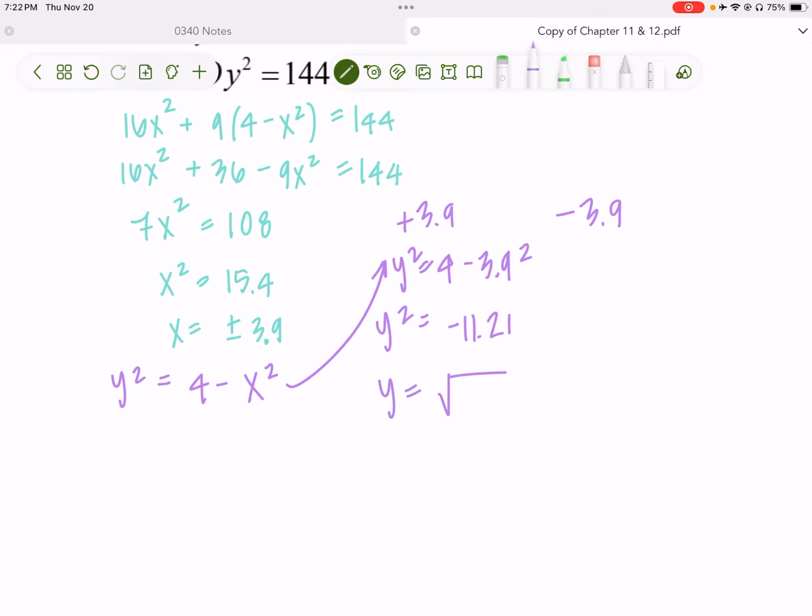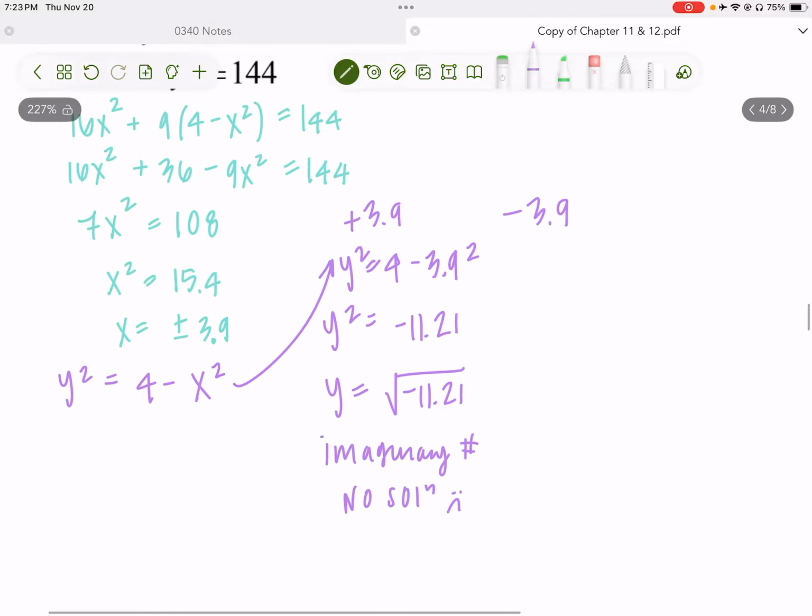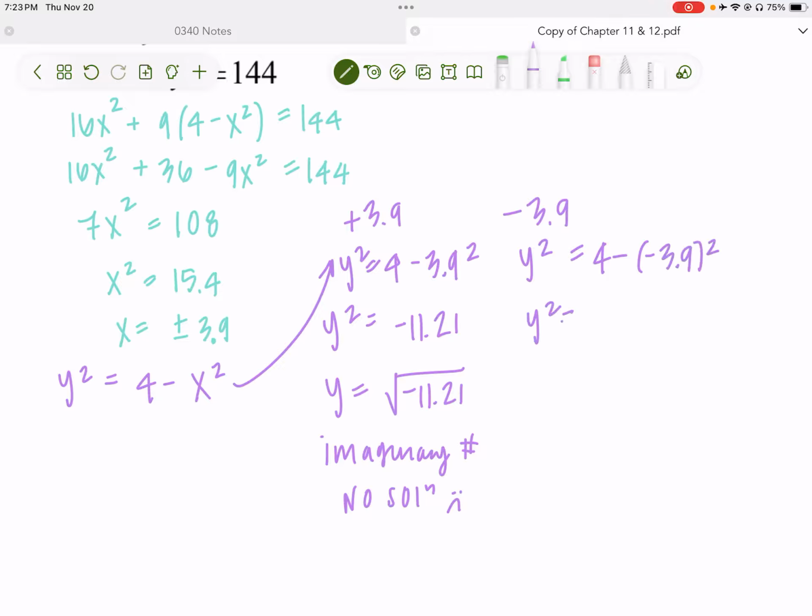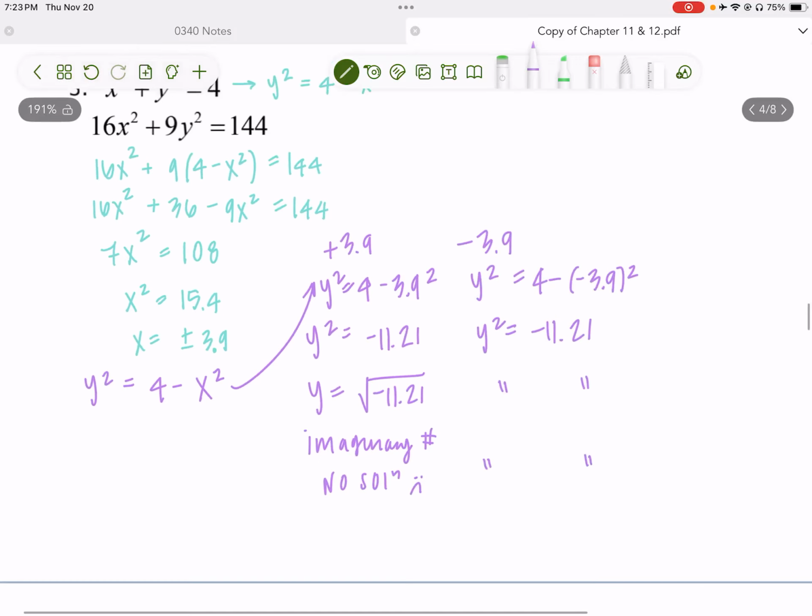Now, when you take the square root of this, you end up with imaginary numbers, which means no solution. Let's try with the other one and see if we do have an answer there. So we have 4 minus negative 3.9 squared. That actually ends up being negative 11.21 as well. So it's the same situation and there's no solution.